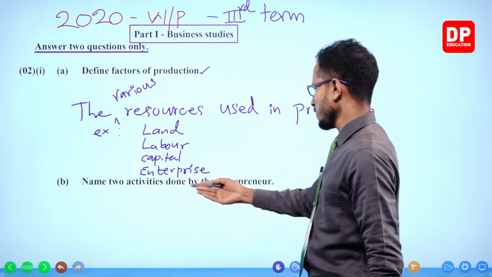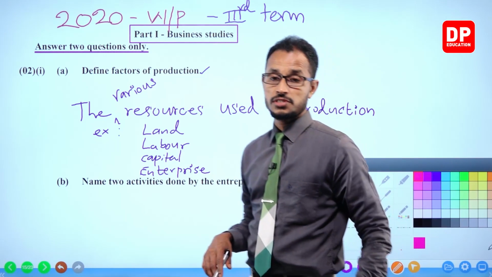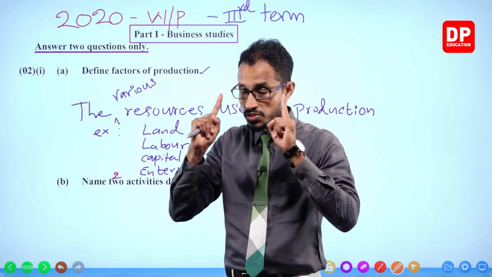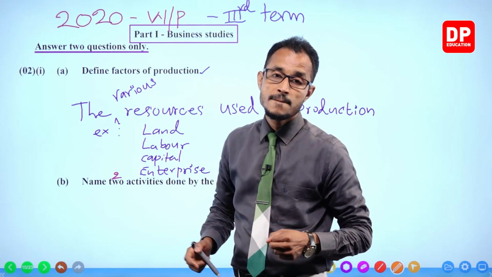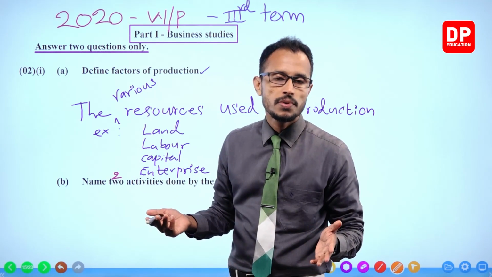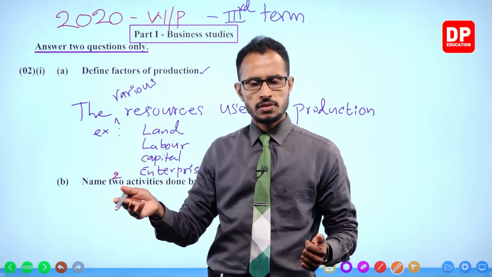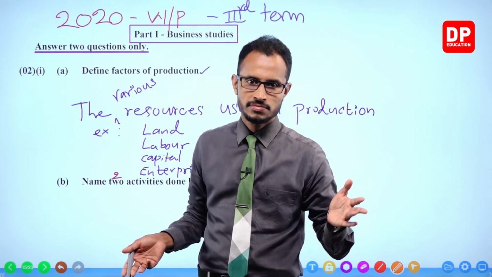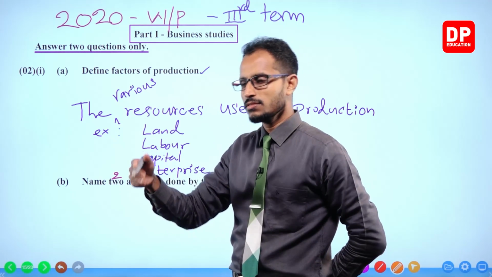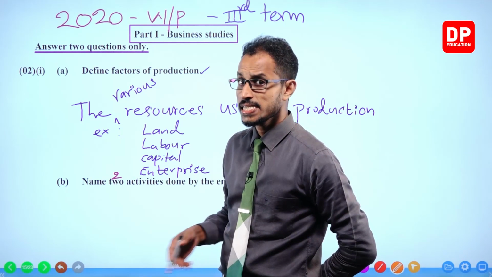Number 2. Name 2 activities done by the entrepreneur. Now we have to write 2. Activities, things which are the responsibilities of the entrepreneur. Like what? Entrepreneurs, they start business, register the business, and they prepare accounts. No. Starting businesses and carrying out the everyday operations of the business are not the concerns of an entrepreneur.